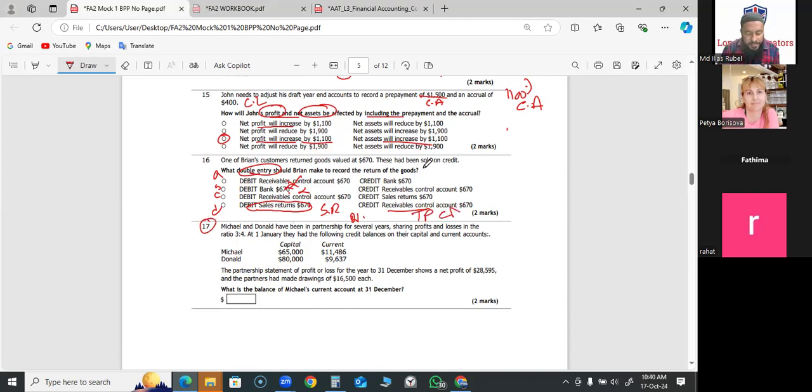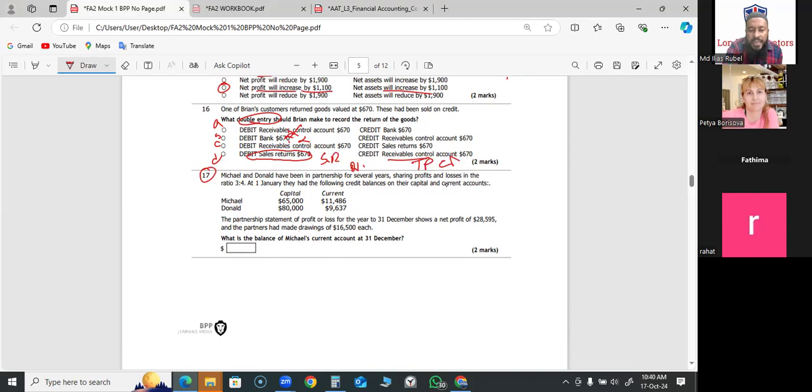Number 17. Michael and Donald have been in a partnership. You're getting some partnership questions. Yeah. Remember, current account can come, capital account can come. Then you see, this is called current, capital, goodwill can come. Yeah. Let's see what is this question about.